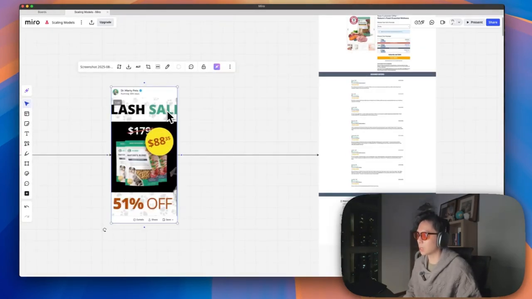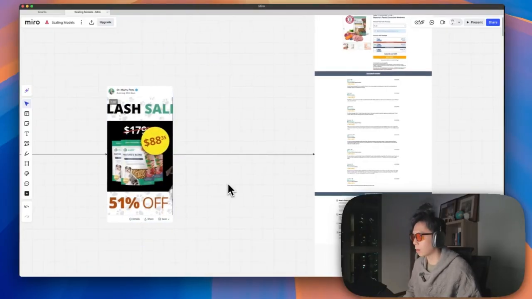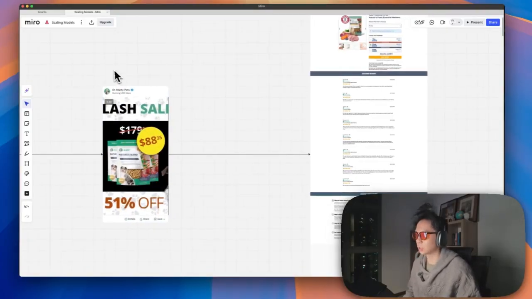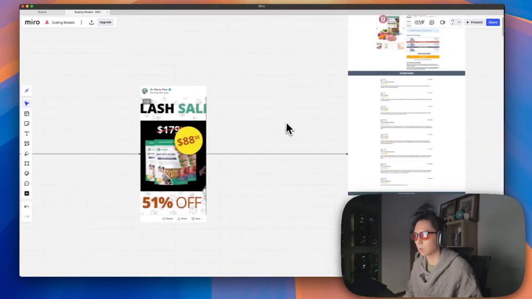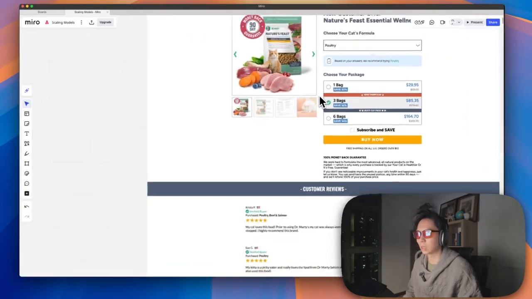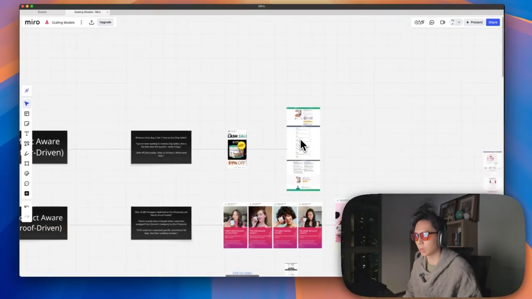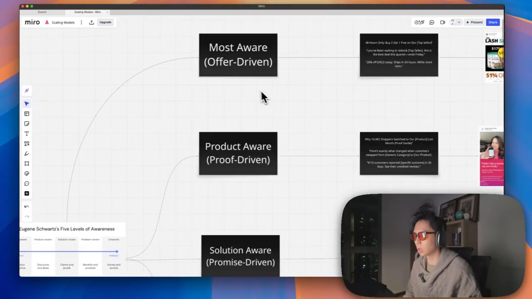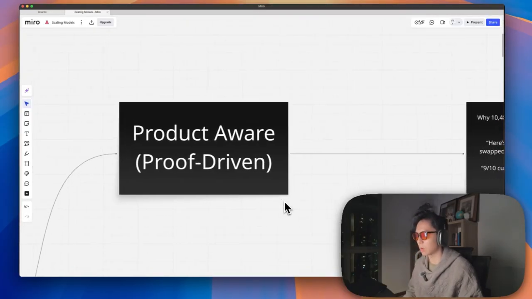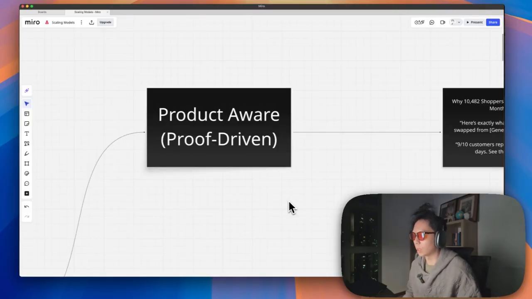So an example of such an ad would be Dr. Marty Pets, which is a brand that I really like. They do a lot of direct response, but this is an ad that's pretty much going after the most aware markets, right? Which is just a flash sale, 51% off, and it leads directly to a product page where people can check out. So it's pretty straightforward. I wouldn't talk too much about most aware type of ads because you probably already know this and it's not difficult to create.